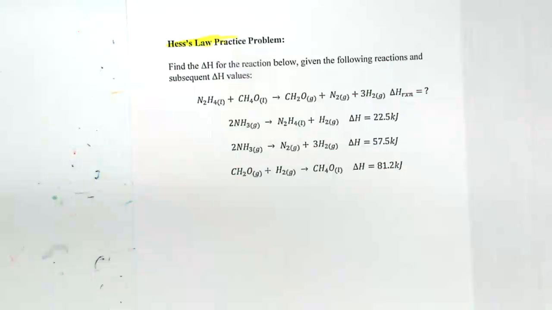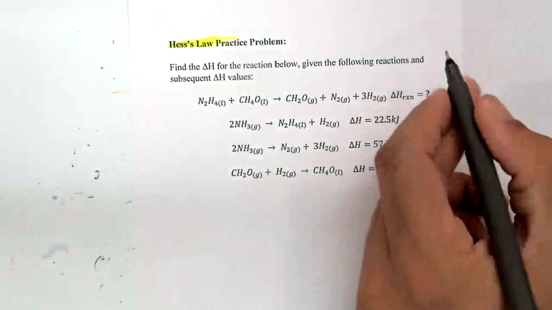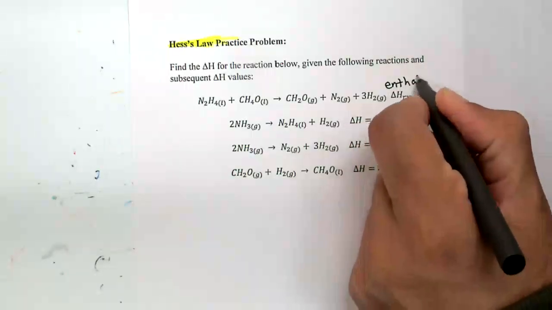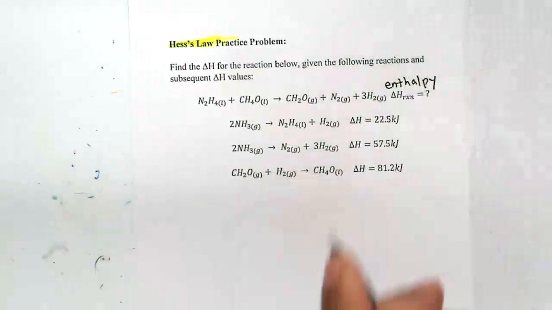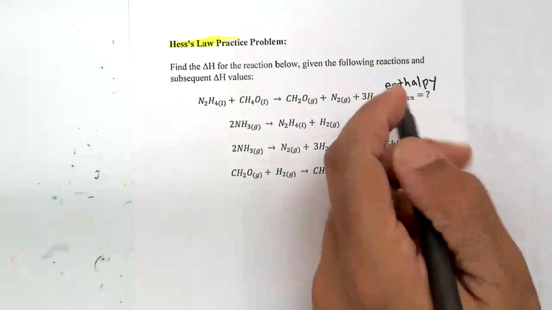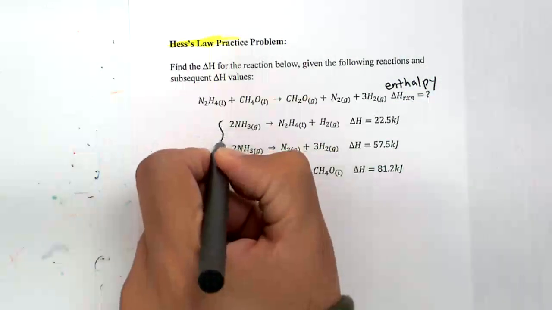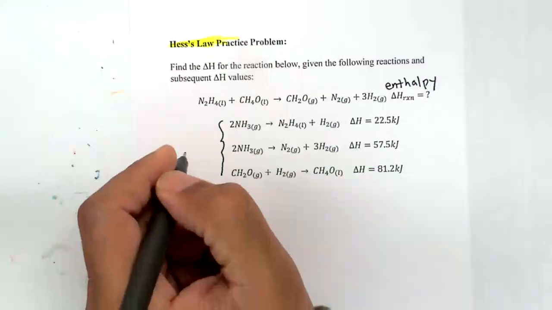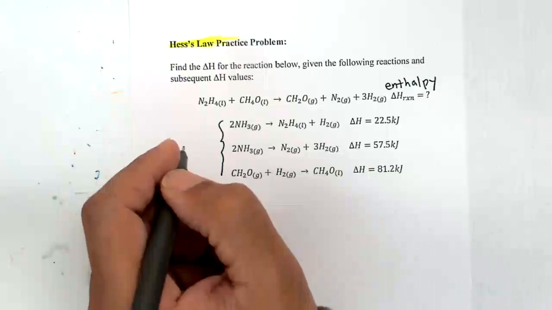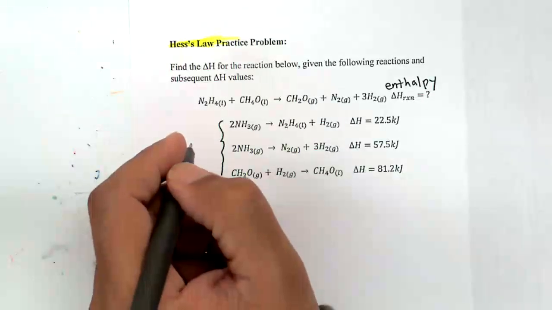So in Hess's law, we can manipulate some chemical equations to get the enthalpy. Remember enthalpy? This is change in enthalpy, which means heat flow. So we can get the enthalpy of an unknown reaction if we know the enthalpy of some other reactions and we do some manipulations. Okay. So what type of manipulations can we do?